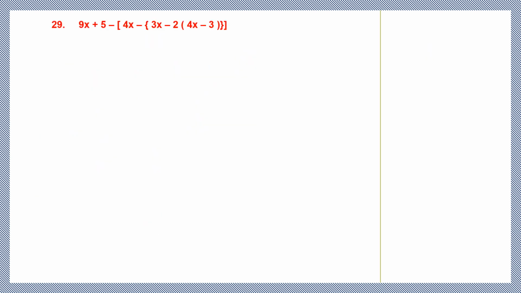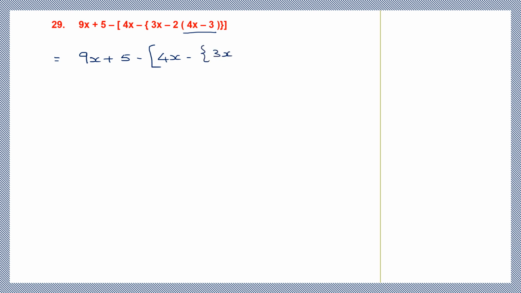Question 29. Here we have square brackets, curly brackets, and common brackets. So we have to remove the common brackets first. So let's begin. 9x plus 5 minus square bracket 4x minus curly bracket 3x.